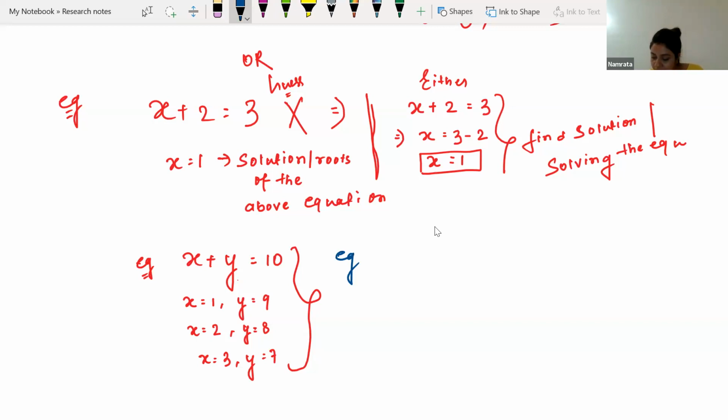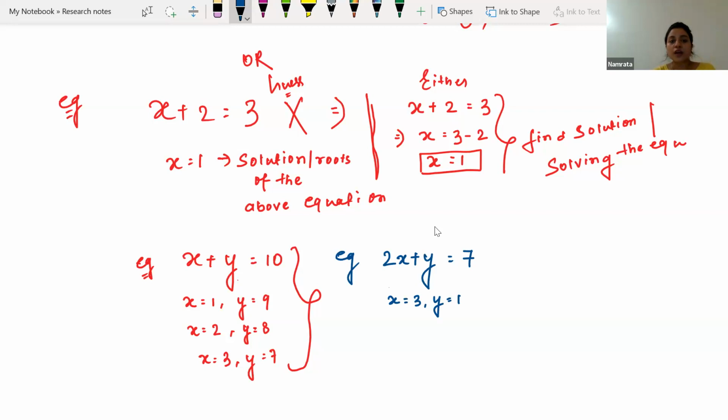let me write it. Suppose you have 2x plus y is equal to 7. Here, what can be the value of x? What can be the value of y, which will satisfy this equation, which will be the solution of this equation? So if I take x as 3, 2 times 3 is 6, and then plus 1. So can I say x can be 3 and y can be 1, just by thinking? Can we say?